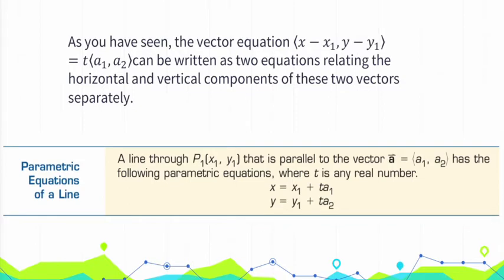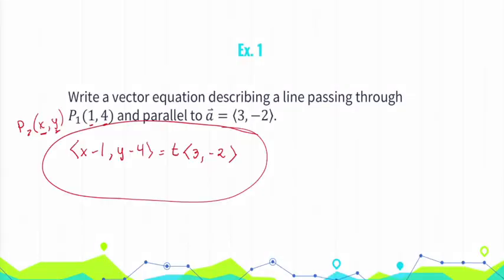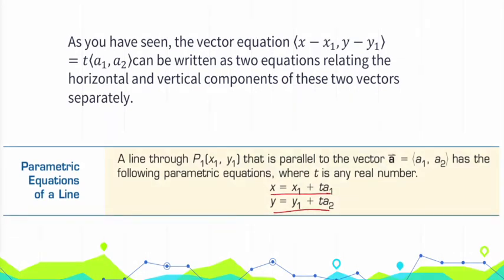So you can write the vector equation as 2 equations relating to the horizontal and vertical components of these 2 vectors separately, right? When we multiply a vector by a scalar, we multiply both components, or all components of the vector, by that scalar. So we could make this <3t, -2t>. And then we can set the x components equal to each other and the y components equal to each other. So that gives you then 2 equations, x equals x1 plus t a1 and y equals y1 plus t a2.